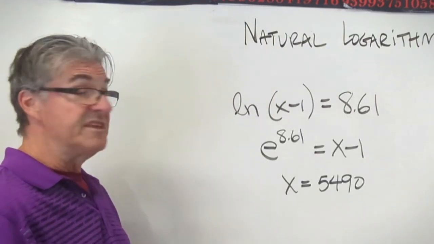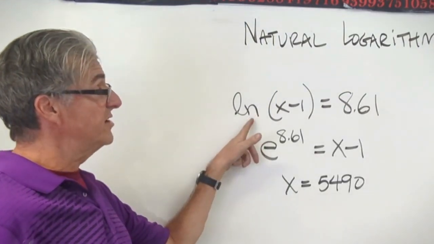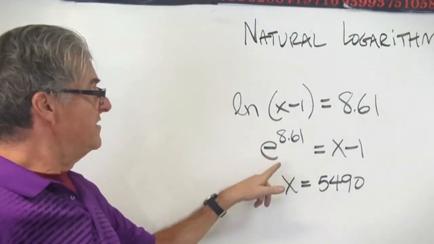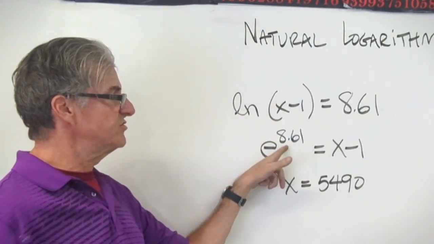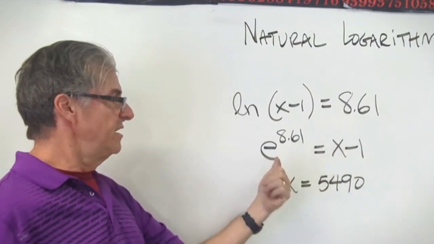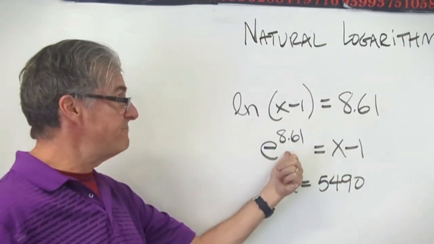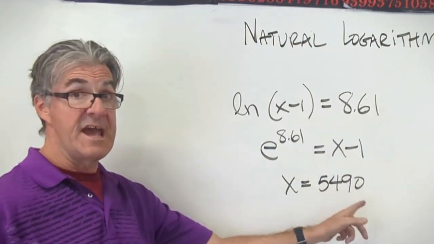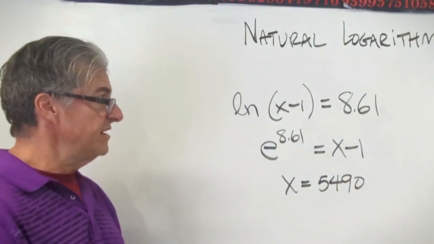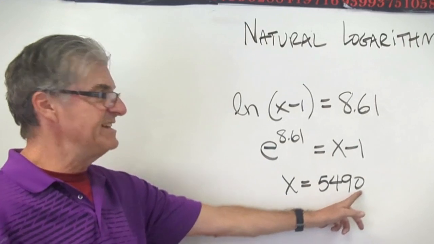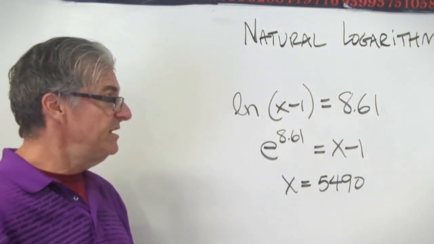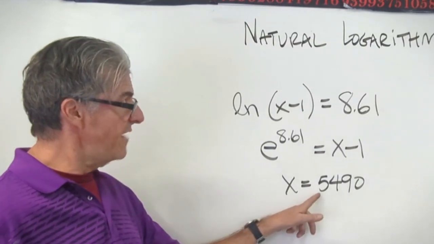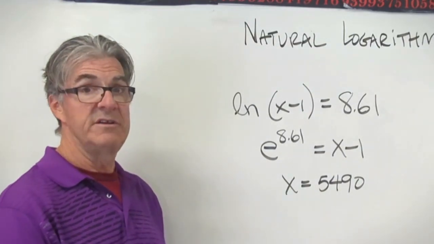All right, so the key to this is to convert the log expression into an exponential expression. So this is saying that e to the 8.61 equals x minus 1. Now again, I can pull out my calculator, do that math, and then add 1 to it, and I get 5490. Now, if you look on your calculator, you're going to see that it's not 90, it's like 86, 87, but 3 sig figs, what the IB requires, means that we have to round this to 5490.